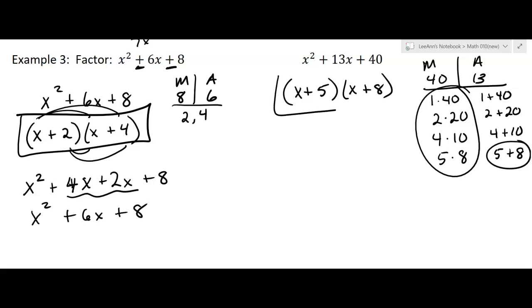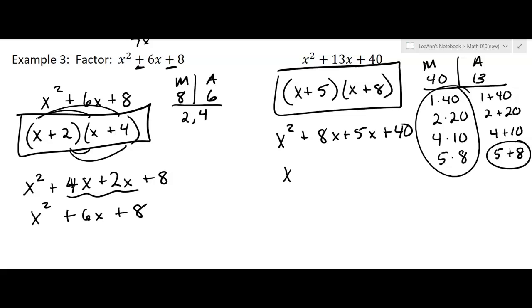And then we can check that with FOIL. We know it's right, but x squared plus 8x plus 5x plus 40. It's always good to check. Yeah, so it checks. Okay, more in the next video.